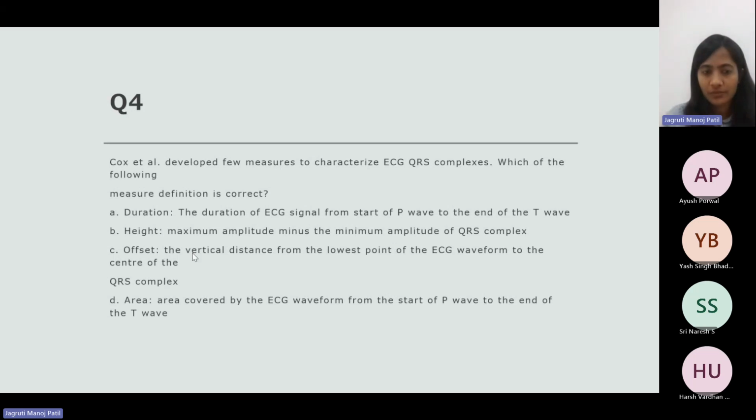Then area under the curve to the end. Oh, okay, sorry, it is written lowest point. I have not seen that. Okay, it's fine.